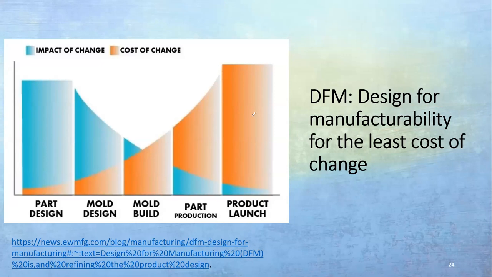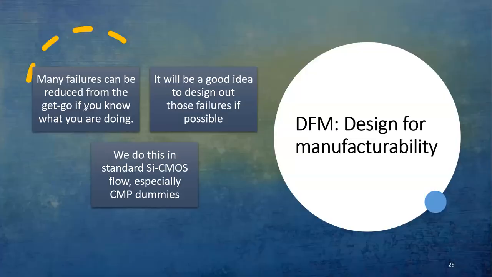You could do that, and it turns out that the silicon CMOS process technology does have that capability. The idea is that the cost of change in the design phase is lower, before you go to the product. That's, of course, common sense. What I mean is that many failures can be reduced from the get-go if you know what you're doing. So that's what DFM is for. It would be a good idea to design out those failures if possible.